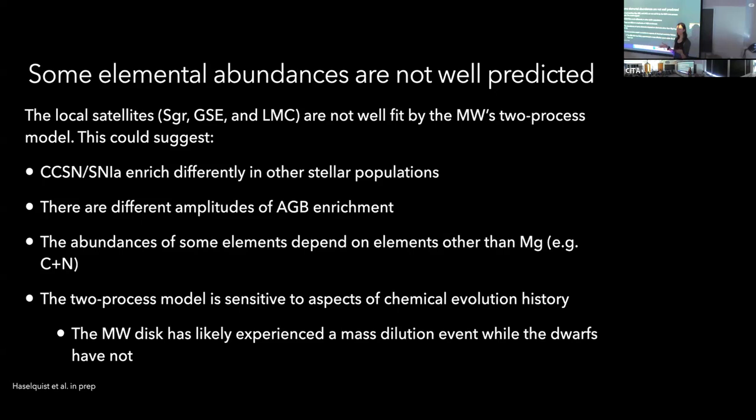One example could be dilution, right? The Milky Way galaxy has likely experienced a mass dilution event, maybe from the GSE merger, where a ton of hydrogen gas was dumped on the galaxy and it kind of reset our metallicity. These dwarfs are small and they probably have not had large dilution of hydrogen-rich gas. So things like that could change the abundances in a way that's not captured by this nucleosynthetic model. And it hints to the fact that the model might be sensitive to aspects of chemical evolution.